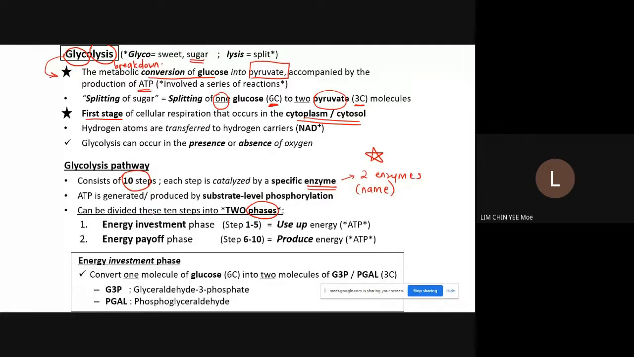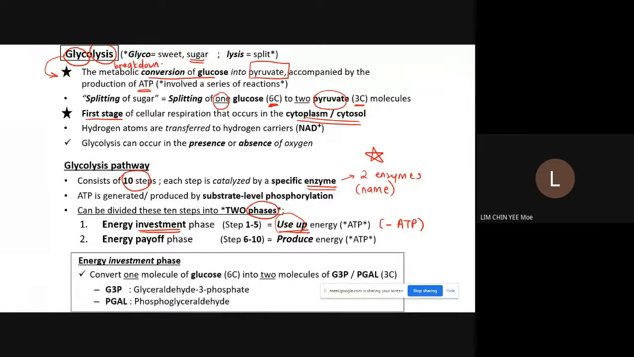The first one is what we call the energy investment phase. When you invest something, it means you will give something, okay? You give something and you pay something, that's invest. If you pay it, that means dia akan use up. You bayar, so dia dah guna duit, so use up. So investment is the one that will use up the energy. That means tambah ke tolak ATP? Tolak. Okay. So sini you akan tolak ATP.